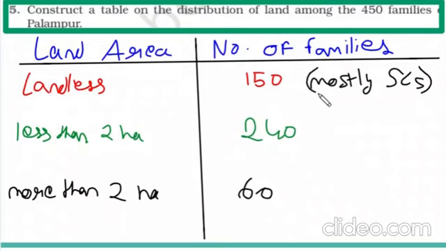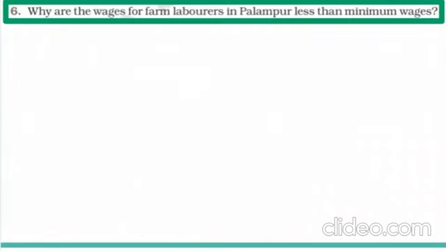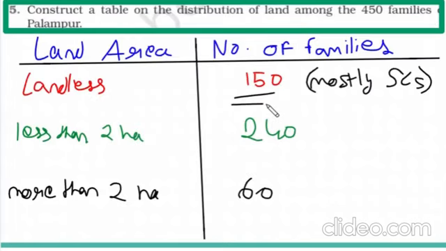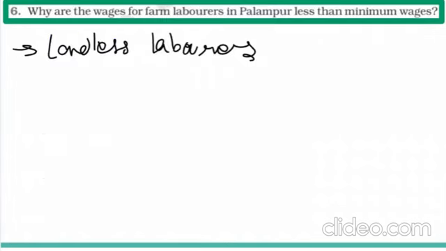So this is the distribution of land. Question 6. Why are the wages for farm laborers in Palampur less than the minimum wage? Now, we know that there are many landless laborers in Palampur. There are 150 landless laborers. So many of them are landless and they are paid less than the minimum wage.